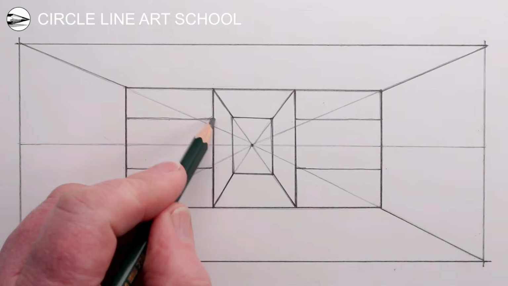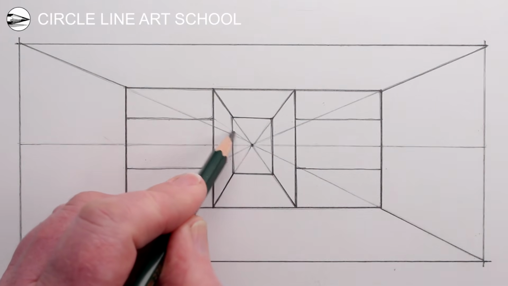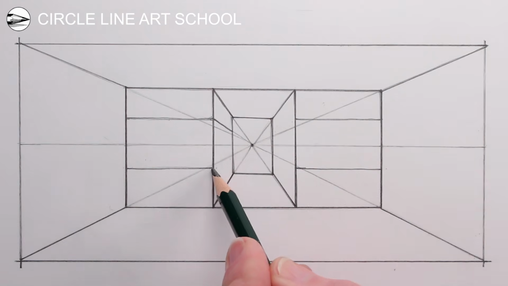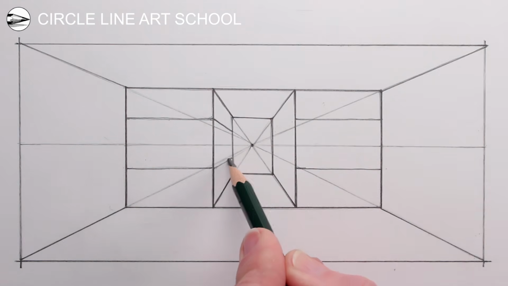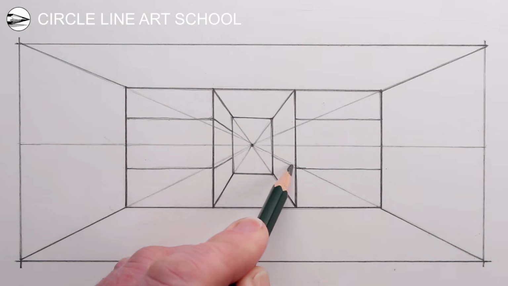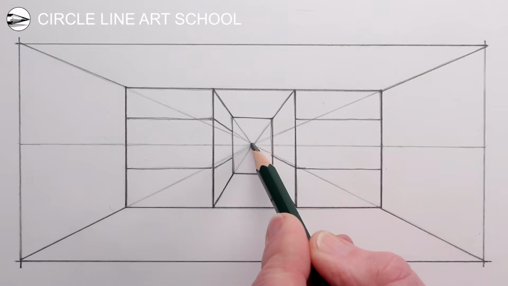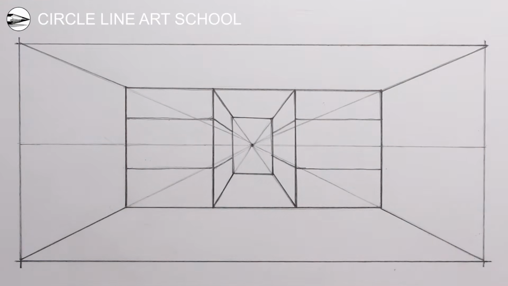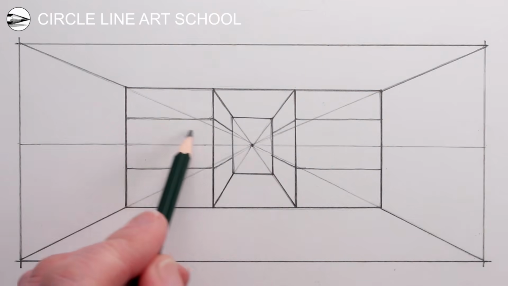Next, we can use our central vanishing point again to draw 4 receding lines from these 2 new rectangles either side of the corridor in the center of our drawing. As these windows recede away from us, we use the vanishing point to guide our lines.